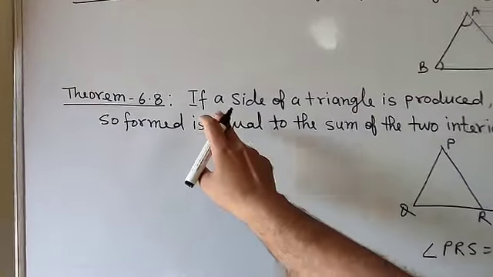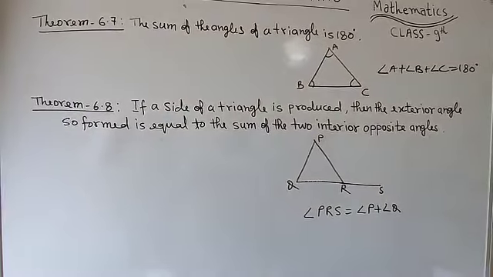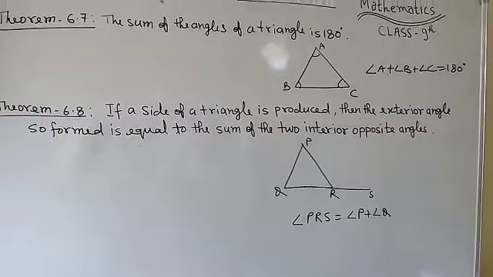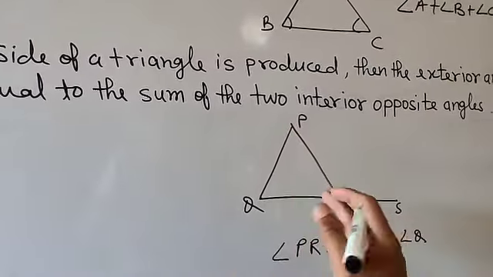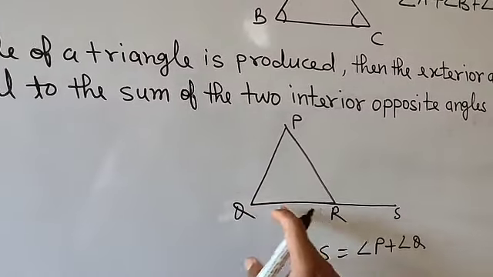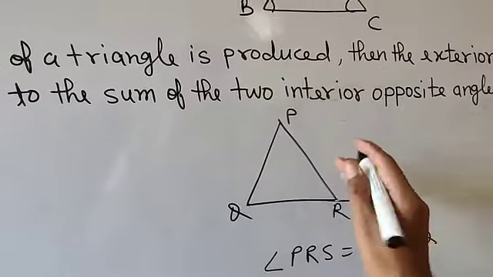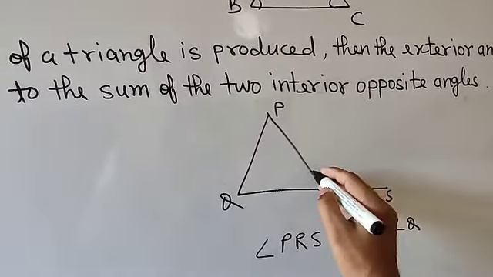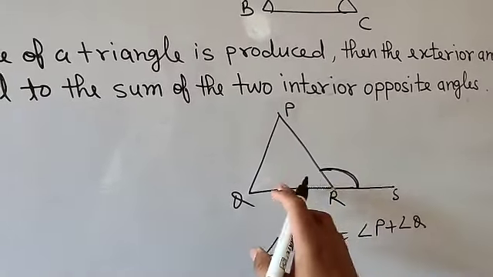Now the next theorem is: if a side of a triangle is produced, then the exterior angle so formed is equal to the sum of the two interior opposite angles. What does this mean? Suppose PQR is a triangle, and I extend the side QR up to the point S. Then the exterior angle so formed is angle PRS.